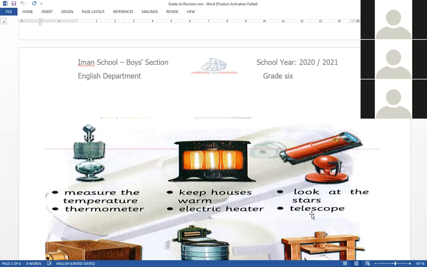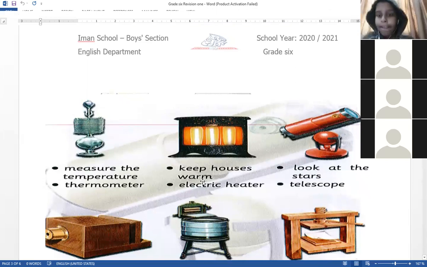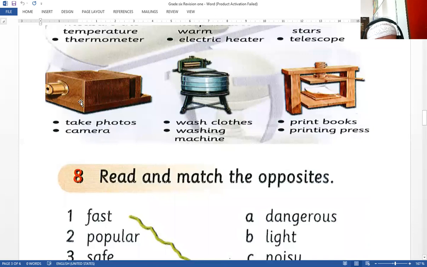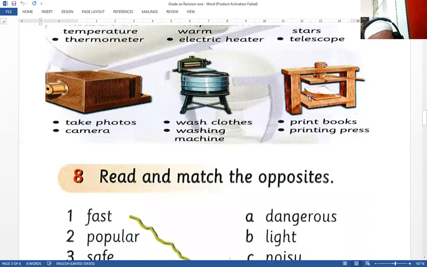Khalid Darwish, where is Khalid Darwish? Number two. What is this, Khalid? Electric heater. It's used for what? Keeping houses warm. Okay, what is this, the next one? Telescope. It's used to look at what? At the stars. Okay, the next one. What is this? Camera. This is an old camera. It was used for taking what? Photos. And this was a washing machine, to wash the clothes. And this one was a printing press. For printing books. Okay, thank you, Khalid.